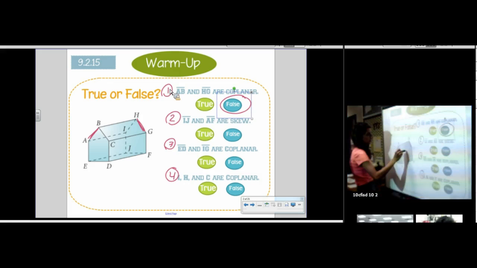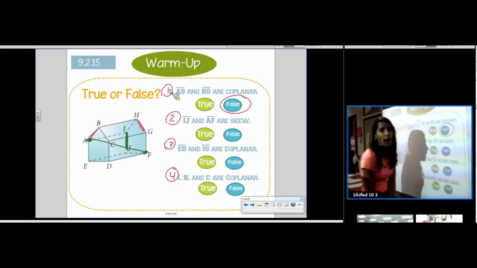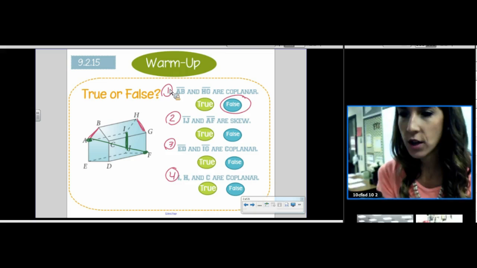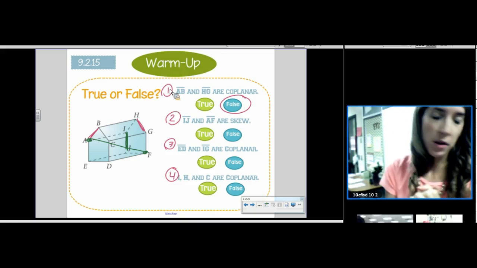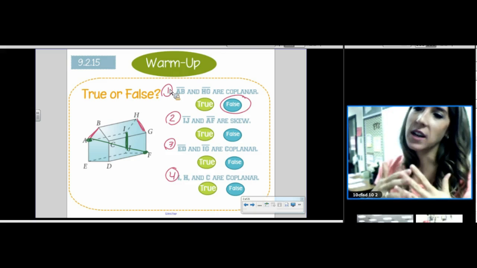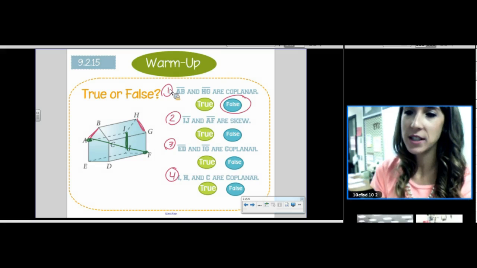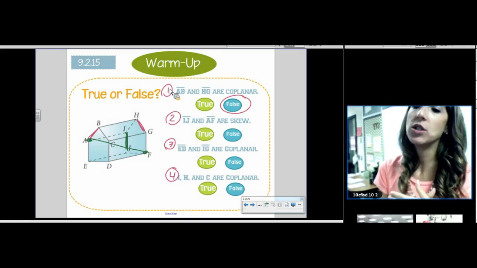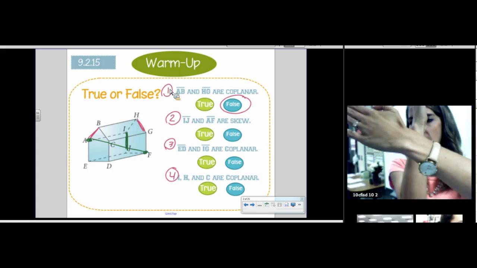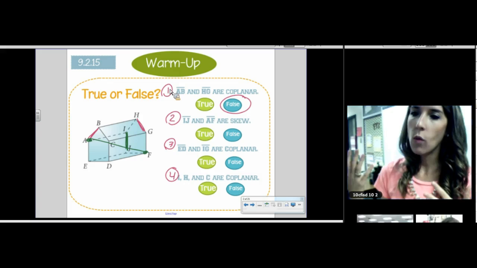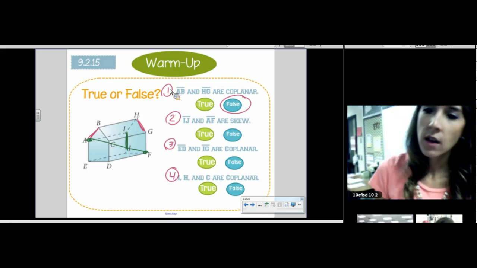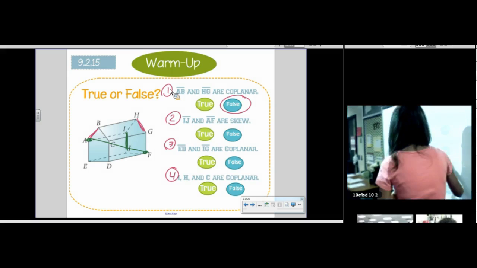Okay, number 2. IJ and AF. IJ and AF are skew. True or false? Remember, this is when we're limited by the smartboard and by a screen. It looks like those green segments are intersecting. I see them cross. But we do realize that AF is in front and IJ is behind because it's three-dimensional. And so they are not in the same plane. They are skew. True.